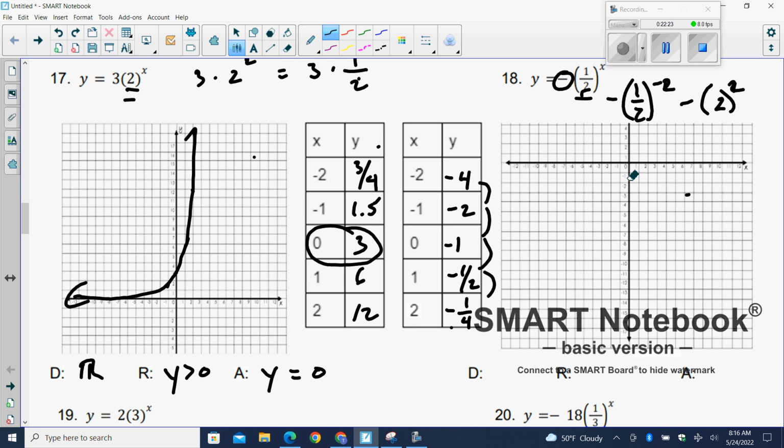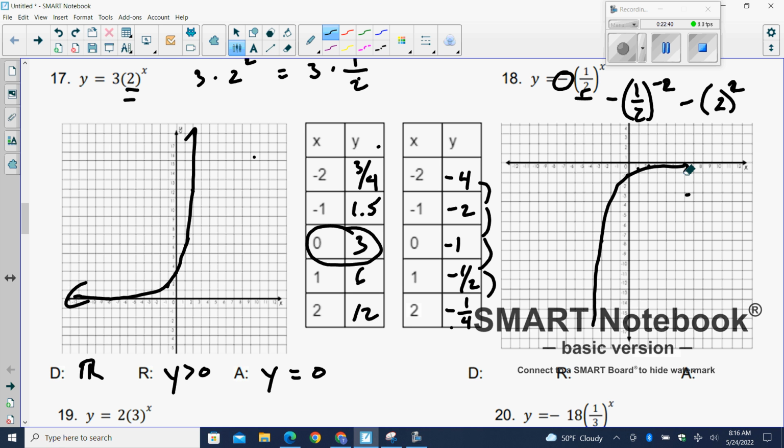So when x is 0, y is a negative 1. When x is 1, y is a half. Then it's a quarter, and so on. Negative 2, negative 4, negative 8, negative 16. I know those are not in my table, but I know them.